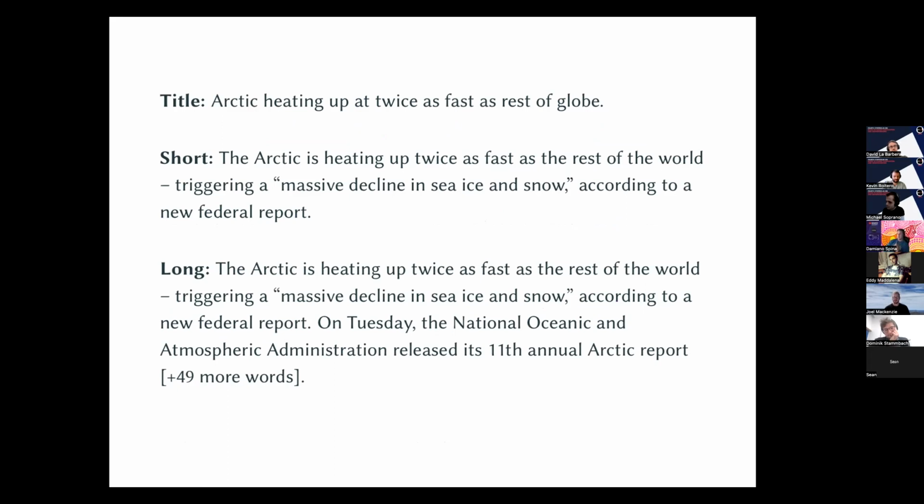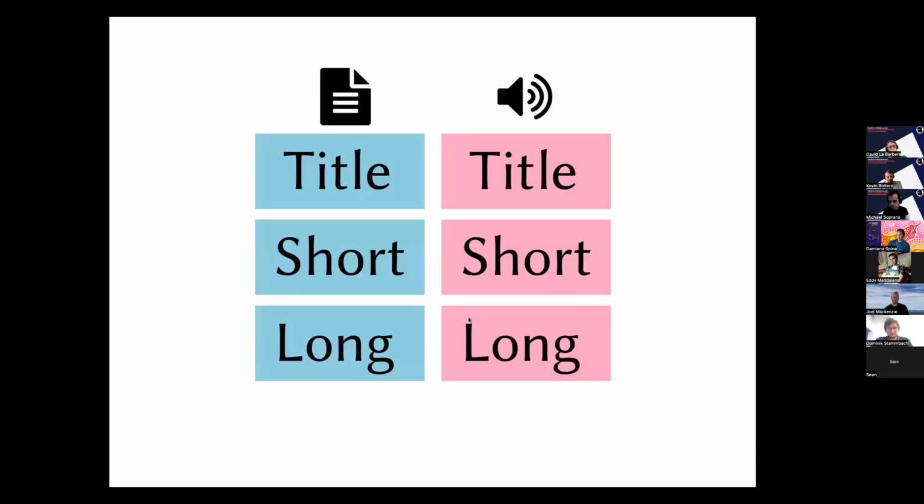And so what we did then, we basically gave those to crowd workers and we asked them to generate queries. Here's an example of the 3 backstories for one particular topic. The title was Arctic heating up twice as fast as rest of the globe. Then we had a short summary and a long summary. And it's worth noting here that the short summary is actually a subset of the long summary. So the long summary is just adding on extra text to the short one. And so here's kind of what we ended up with. We had two ways of conveying the information. One was an image of text, one was audio, and we had very short titles, short summaries, and long summaries.